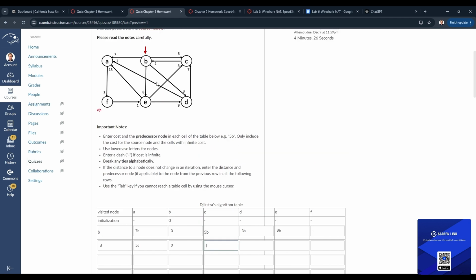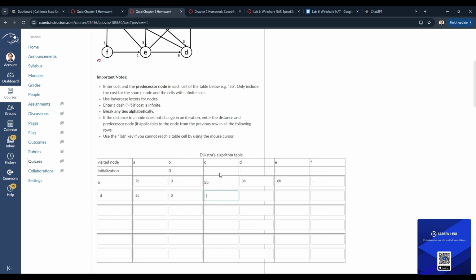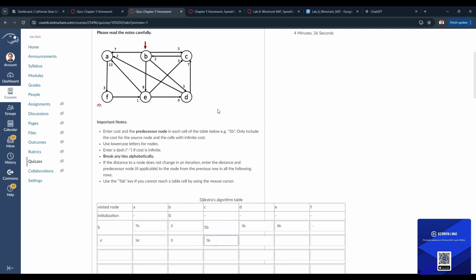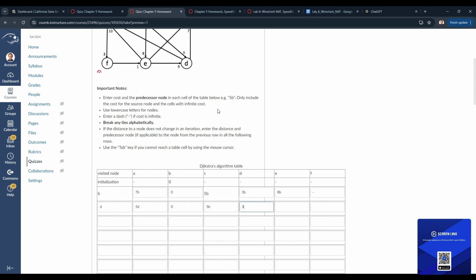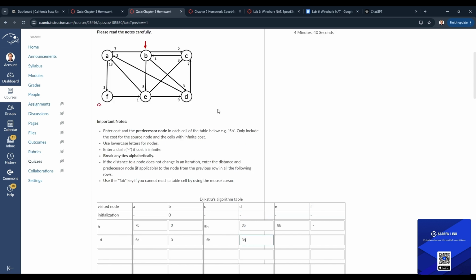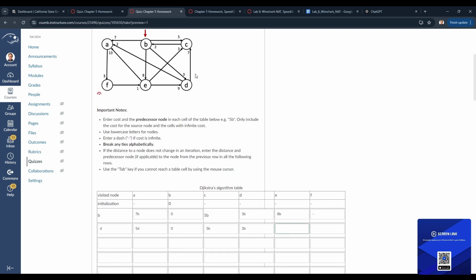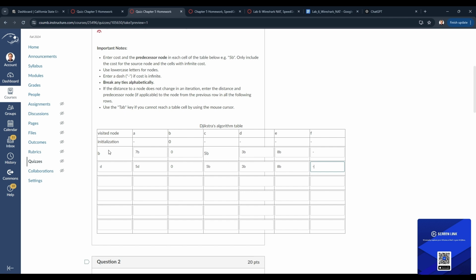C is going to remain the same because 7 plus 3 is more than 5, so I'll write 5B. D is going to be the same, so 3B. E is going to be the same because we can't go from D to E, so I'll write 8B. And we can't get to F yet, so I'll write another dash.